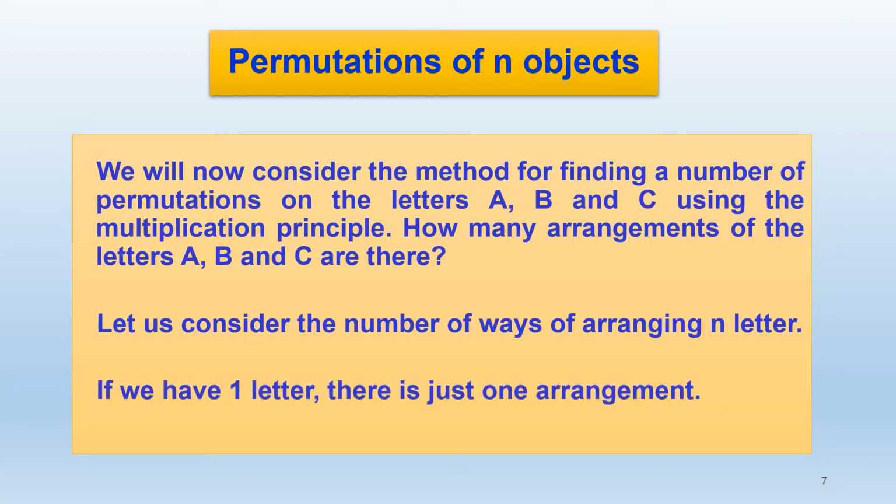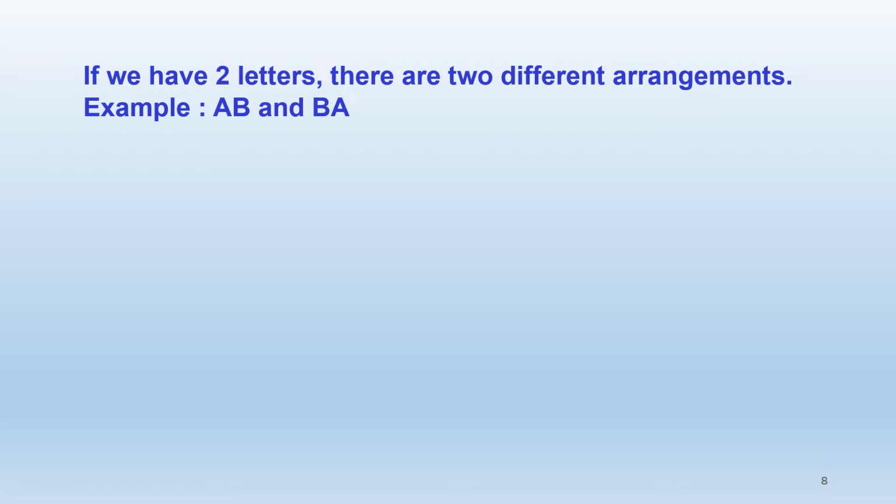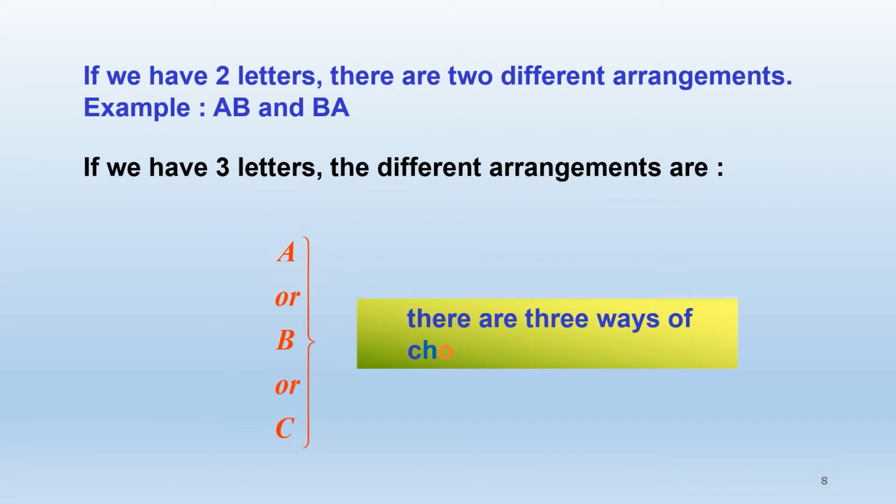Okay, if we have one letter, then there will be just one arrangement. Kalau kita ada cuma satu huruf, maksudnya kita cuma akan ada satu susunan sahaja. For example, A. Then, if we have two letters, then there are two different arrangements. Contohnya, AB and also BA. How about this one? If we have three letters, the different arrangements are, we have A, or B, or C.